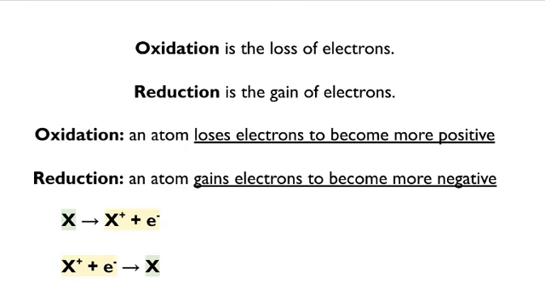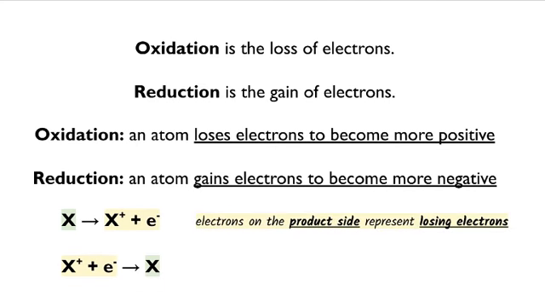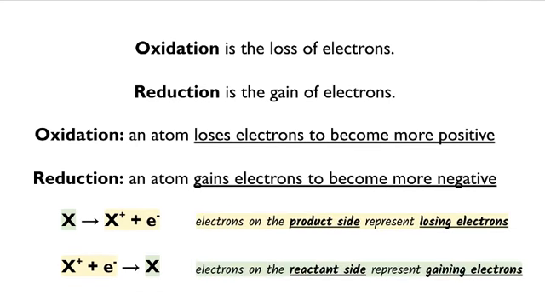So to sum up, oxidation is the loss of electrons, and reduction is the gain of electrons. In oxidation, an atom becomes more positive. In reduction, an atom becomes more negative or less positive, is another way to think about it. If we are looking at half reactions that involve electrons as reactants or products, when the electrons are on the product side, that will represent losing electrons or oxidation. If the electrons are on the reactant side, that represents gaining electrons or reduction.